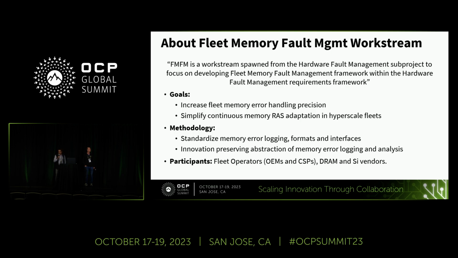And we have two very simple goals. First is to increase the fleet memory error handling precision, and what we mean by that is don't have false alarms, don't do returns just because you didn't know better, right? So we're trying to get to the point where we can precisely identify where the fault is. Is it a CPU, or is it a DRAM, or is there a RAS section possible? And second, with the help of standardization, we want to simplify the adoption of RAS features for memory in the large-scale fleets, right?